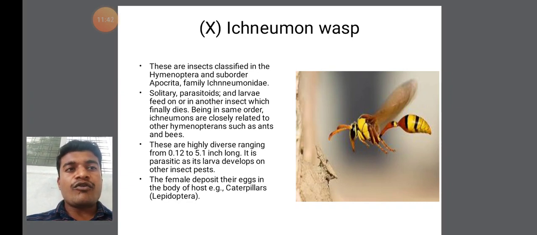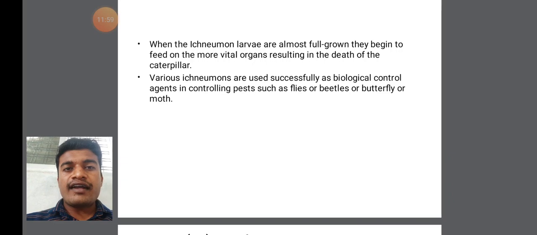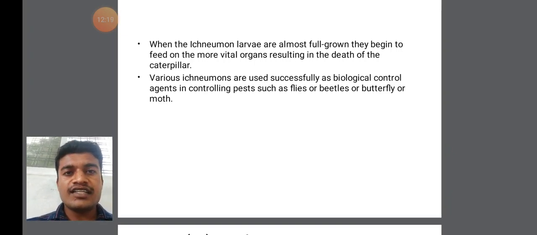Female ichneumon wasps deposit their eggs in the body of a host, for example in the body of a caterpillar. When the ichneumon larvae are almost full grown, they begin to feed on the more vital organs, resulting in the death of the caterpillar. Various ichneumons are used successfully as biological control agents in controlling pests such as flies, beetles, butterflies, or moths. In this way, the ichneumon wasp controls other pests in the environment and reduces economic losses.